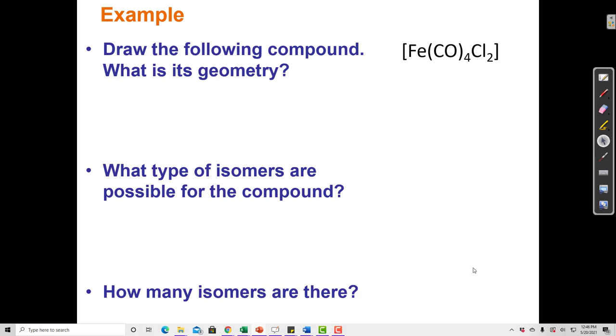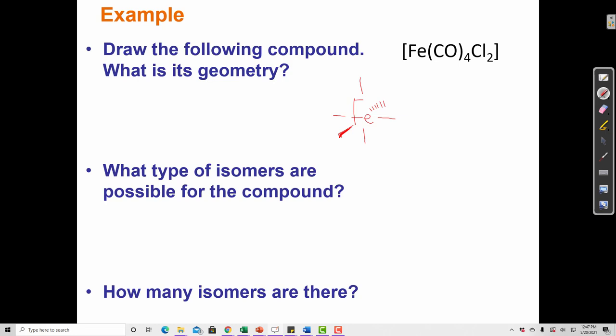All right, so let's try some examples. Draw the following compound. What is its geometry? Okay, so we've got an iron in the center. Our iron is our transition metal, the coordination metal. How many total ligands do we have? 4 plus 2. So we have 6 total ligands. And remember, when I have a coordination number of 6, the geometry is going to be octahedral. And the way that they go is that they're all 90 degrees apart from each other, right? So sometimes we draw this to show it's going backwards as a dashed line. And sometimes I draw this to show it's going forwards as a bold line, like this.